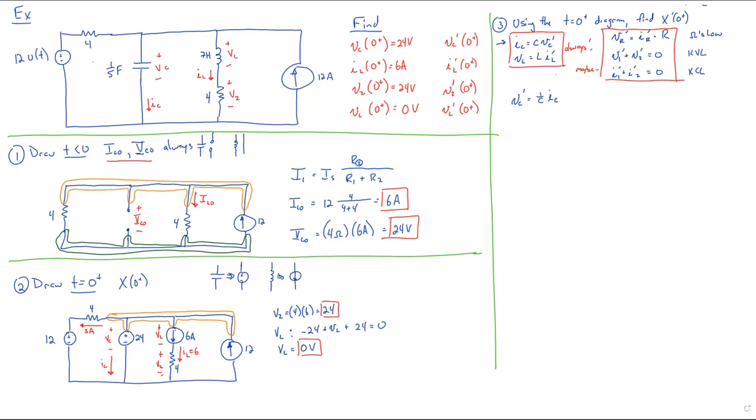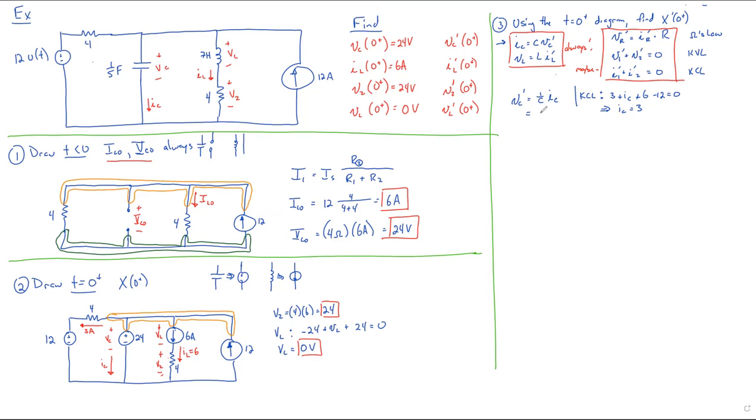And our KCL says that our current flowing to the left out of the node is 3 amps. Our current flowing down here, we don't know what that is. That's what we want to find, IC. The current flowing down to the next leg is 6, and the current flowing down to the final leg is negative 12. And all that has to equal 0. And so therefore, IC must equal 3 amps, right? Because 3 plus 3 plus 6 minus 12 is 0.